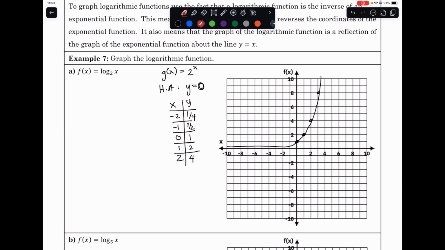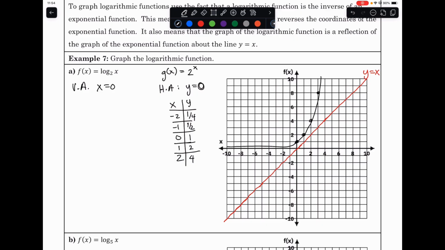Now, our log function is going to be a reflection of this line here across this diagonal. So let me just finish drawing this diagonal. Across this diagonal, this is the equation y equals x. So that means that instead of having a horizontal asymptote, you're going to notice that this graph is going to have a vertical asymptote through the origin, at x equals 0.